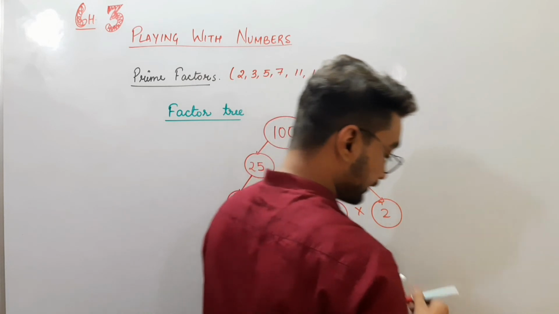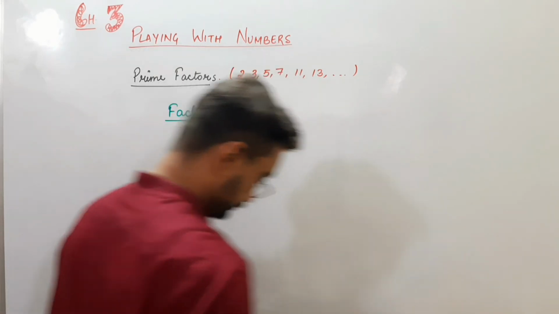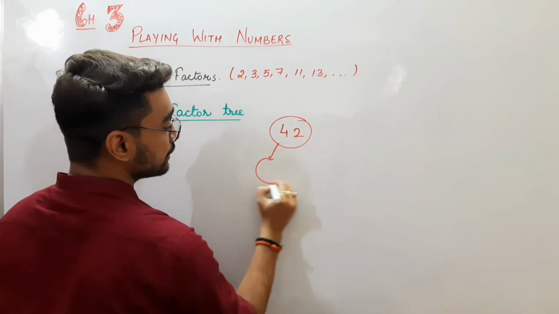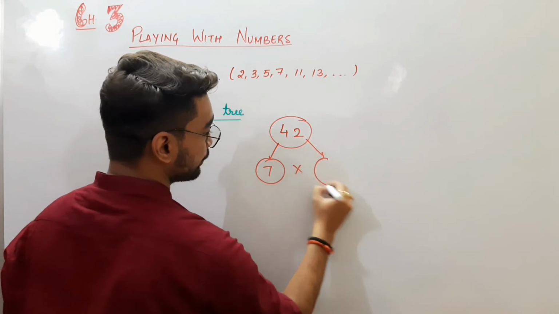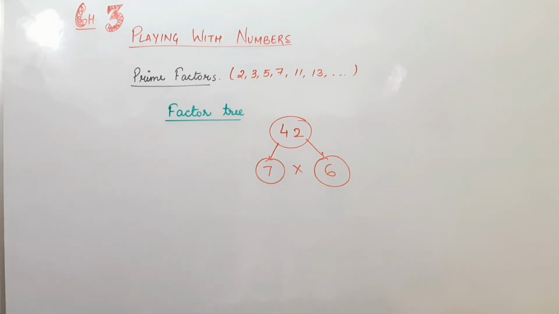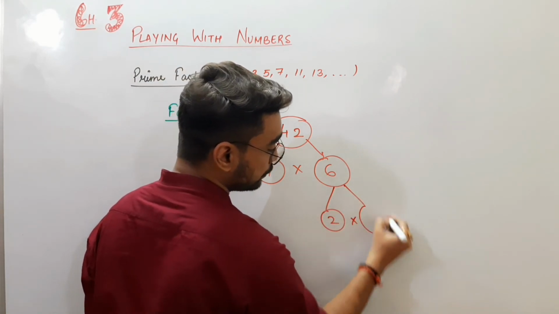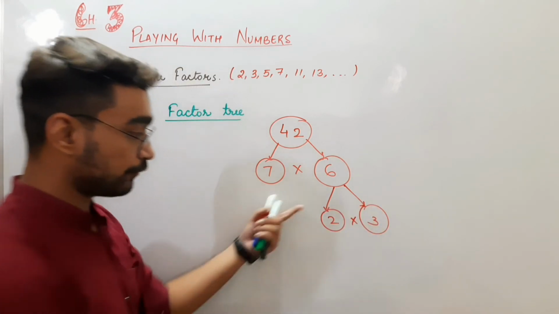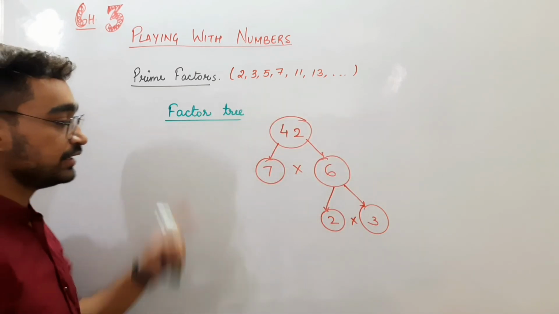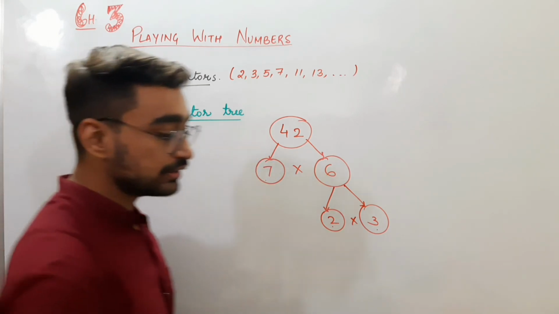Now if I am asking you to draw the factor tree of 42. 42 can be written as 7 into 6. Am I able to do more factors of 7? No, because 7 is a prime number. But 6 can be further classified as 2 into 3. So don't forget to draw the arrows. So 2 into 3 into 7, this complete structure will be called the factor tree, and 2 into 3 into 7 will be called the prime factors of 42. So this is the factor tree.